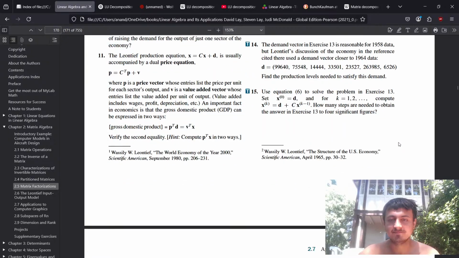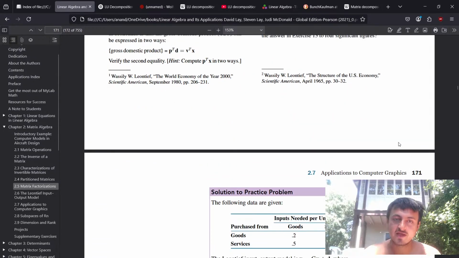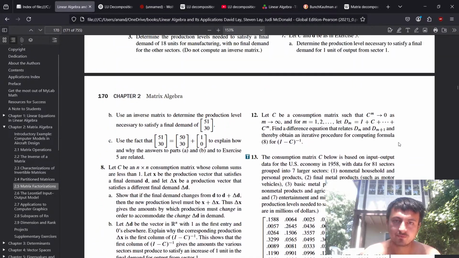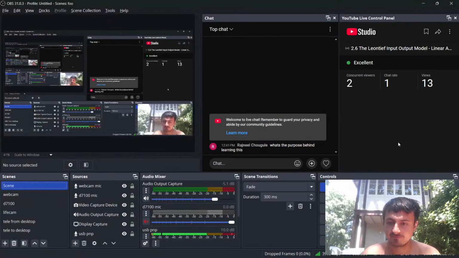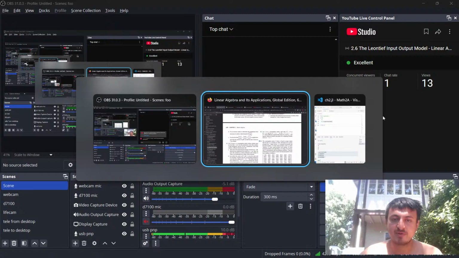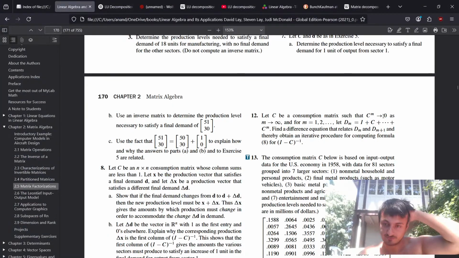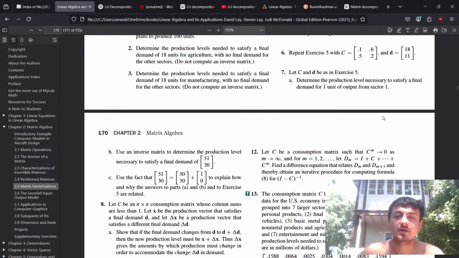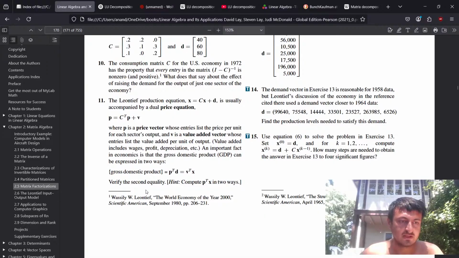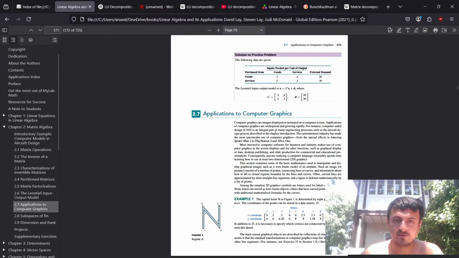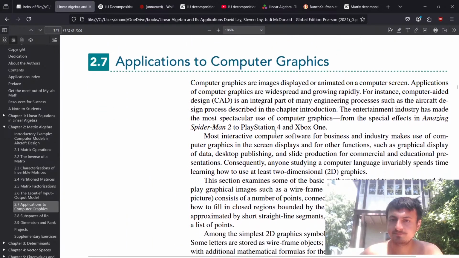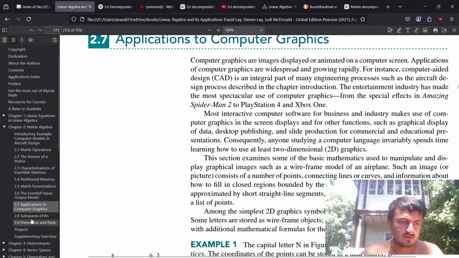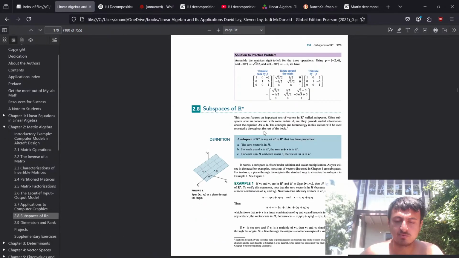All right, but that's nice. This was a short section. It probably only took me 38 minutes. This is a good one because we could just bang it out, not have to do much work. I don't think I'm going to be doing 2.7, but I'll almost certainly be doing 2.8 and 2.9.